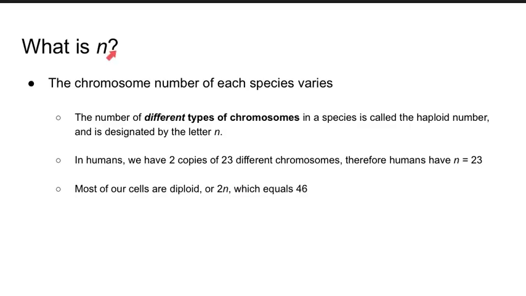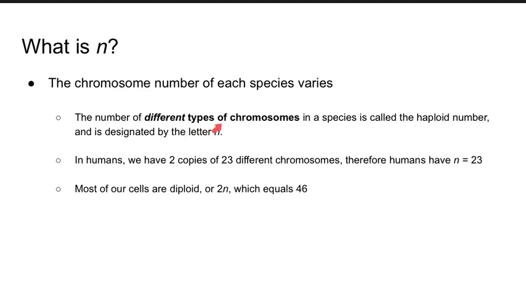Let's talk about N, which is usually italicized in lowercase. So every species has a different number of chromosomes. Right? Humans have 46. Other species have varying numbers. The number of different types of chromosomes in a species is its haploid number, and we call that number the N value. So humans, even though they have 46, they only have 23 unique chromosomes, counting the pair of sex chromosomes as one. But we'd say the human N value is 23.